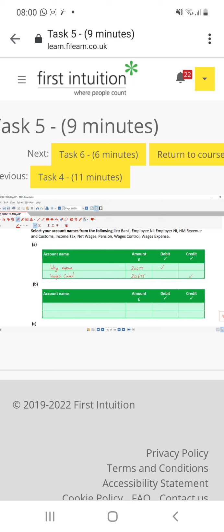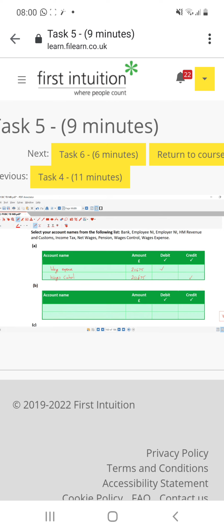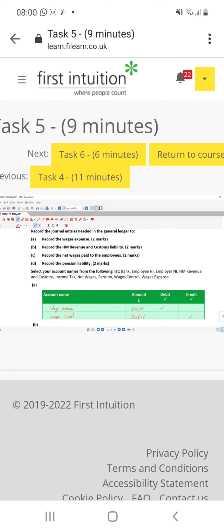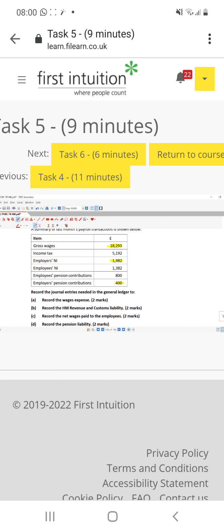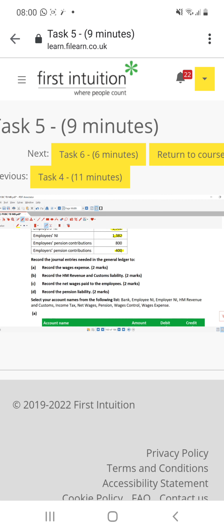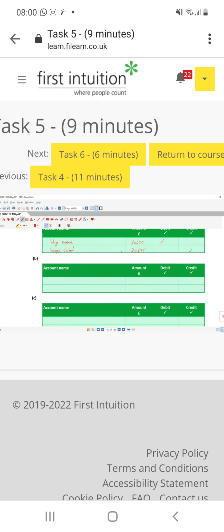So great. For the second one, part B, they wanted the HMRC liability. What we must remember here is that this is not just going to be made up of, like before, the employer's NI and the employee's NI. The other item that is also going to HMRC is the income tax of 5192. If we add those three up, we will get a total here of 8556.